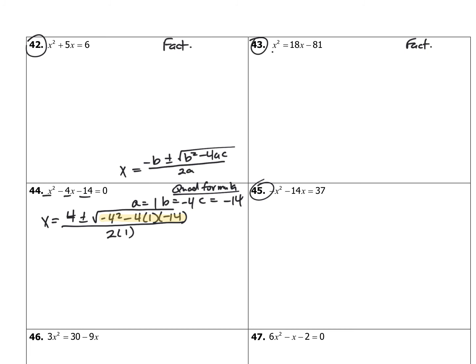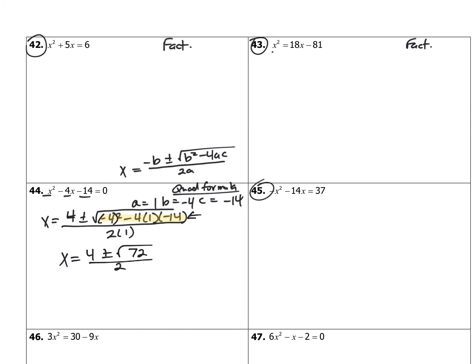Only thing I will suggest is that you put this -4 in parentheses before you square it. So I can type that in just as it's written: parentheses -4 squared minus 4 parentheses 1 parentheses -14. Okay, so I literally typed it into my calculator just the way it's written there. And I get 72. Okay, so I have x equals 4 plus or minus the square root of 72 divided by 2. And that looks a lot more manageable now.